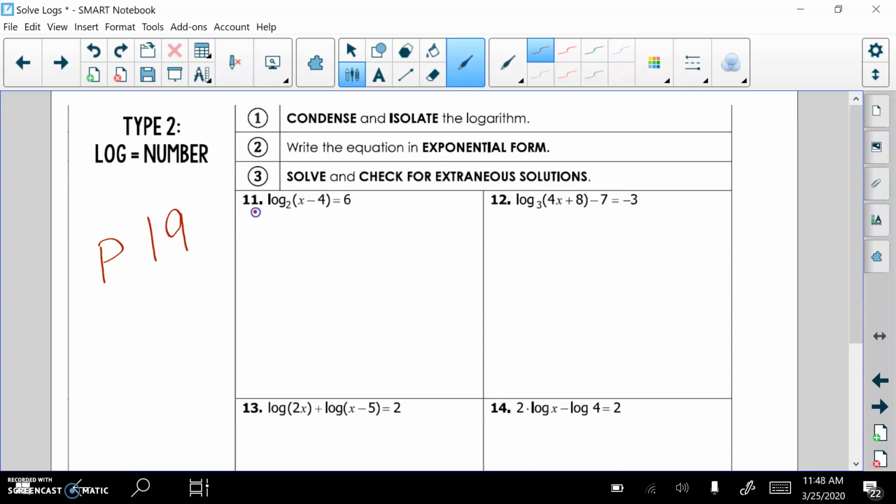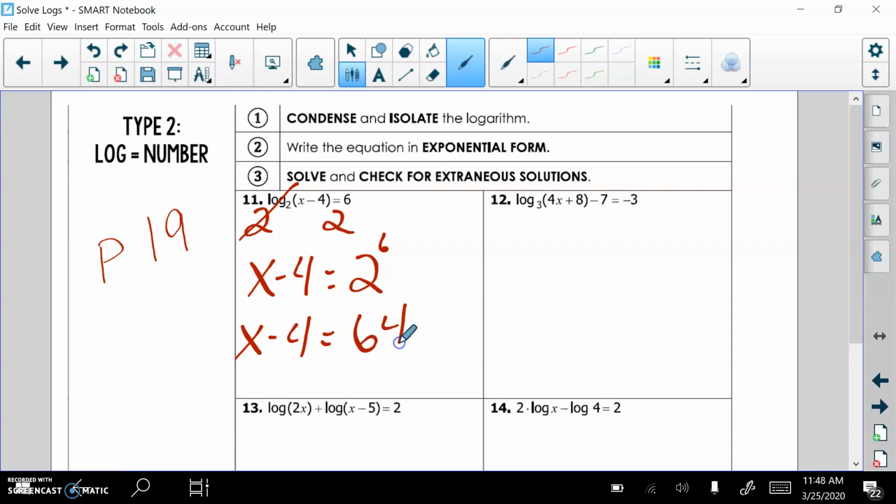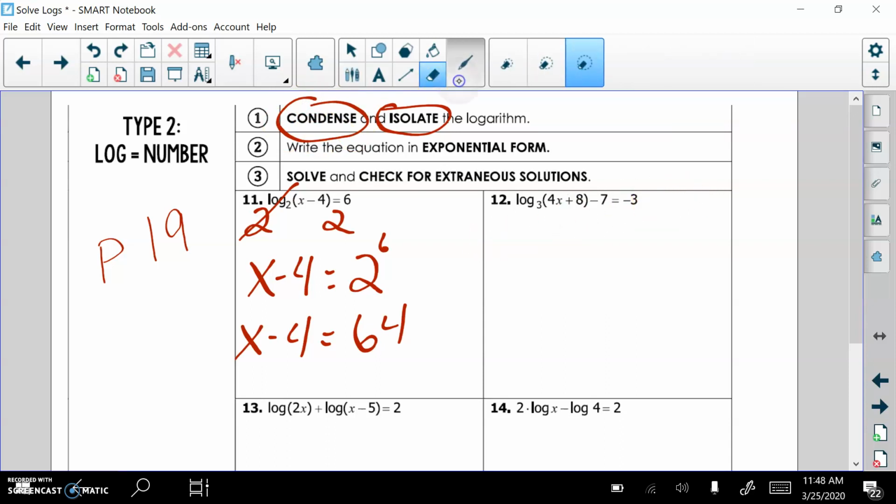It's still exponentiate, so you have to exponentiate with a 2 here to cancel the log, and you exponentiate over here, and so that is x minus 4 equals 2 to the 6th power. Now, if you don't know what 2 to the 6th power is, you can use your phones for that one. But 2 to the 6th power is 64. Not too bad, okay? But always, always, always condense and isolate. Nothing to condense, but we do have to isolate.